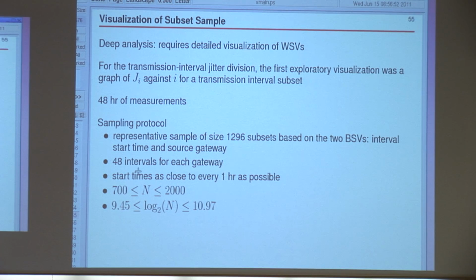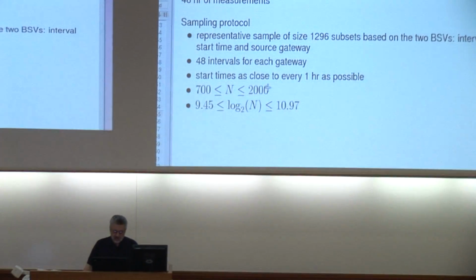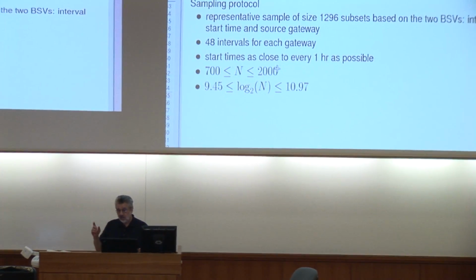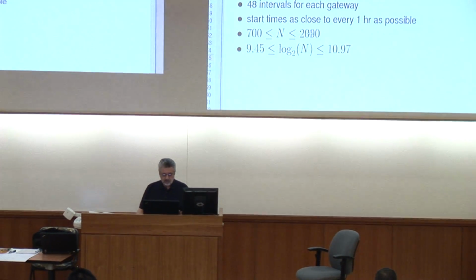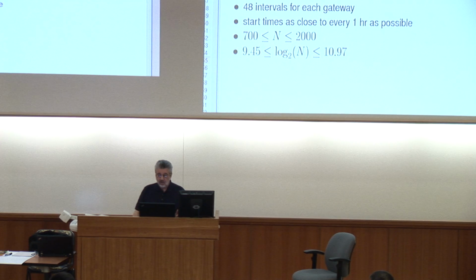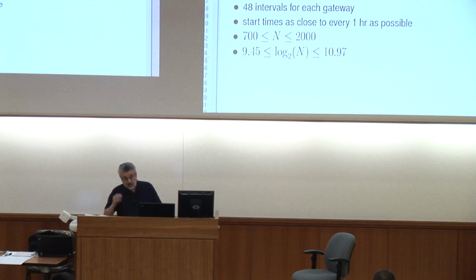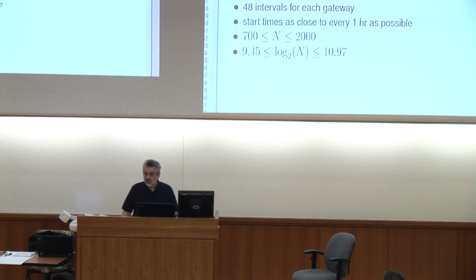So we want these things to be big enough that we can actually see something. So we say, all right, we'll look at least 700 values. On the other hand, we don't want to get it too big and fill up huge numbers of pages. So we picked 2,000. So actually every interval would fit on a single page in the display. Anyway, there's 48 per gateway, but there's 27 gateways. So now we have 1,296 displays. That's nothing. We think nothing of producing 4,000 or 5,000.